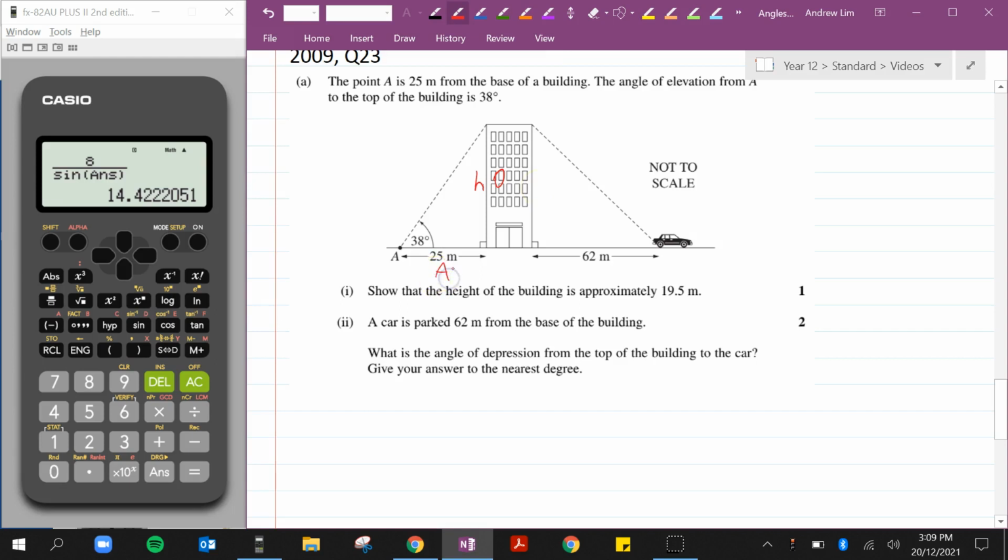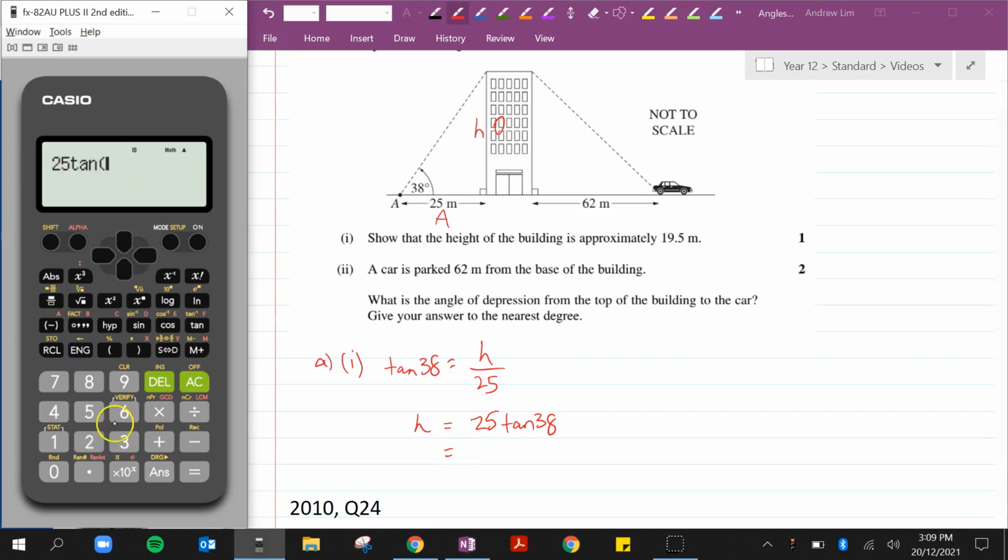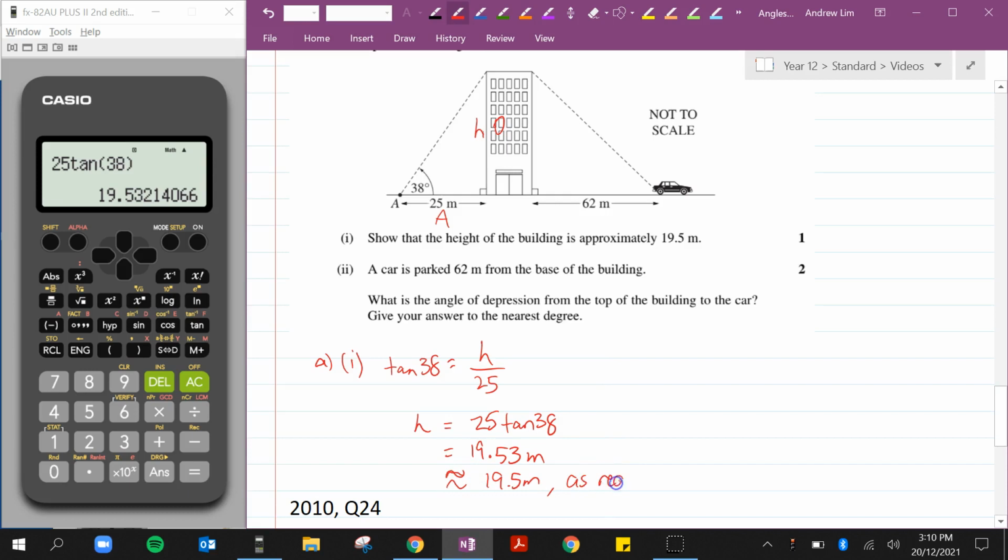This is adjacent to the 38 degrees. So we're going to be using tan. So part A, part 1, tan of 38 is equal to opposite over adjacent. So the height is 25 tan 38, which is 19.53 meters, which is approximately equal to the 19.5 meters as required.